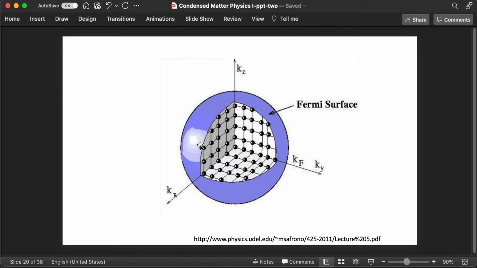So the surface of that sphere is called the Fermi surface, and you have all the allowed k points inside. Although they are quantized, because the energy scales are very high, basically you can treat the energy distribution as a continuum, and you can integrate over all allowed values of energy.